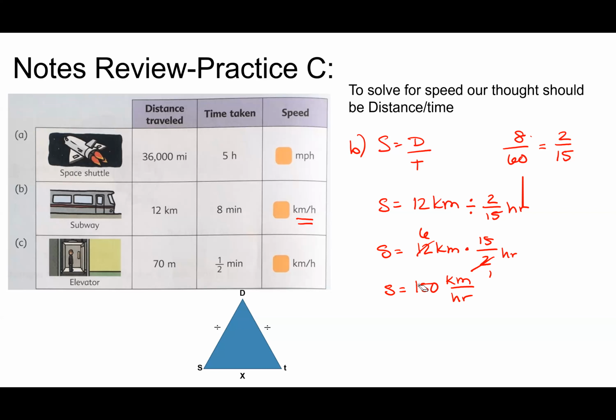I don't think that's right. No. It's not right. You guys made a mistake there. 6 times 15. What's 3 times 15? 45. What's 45 times 2? 90 kilometers per hour.